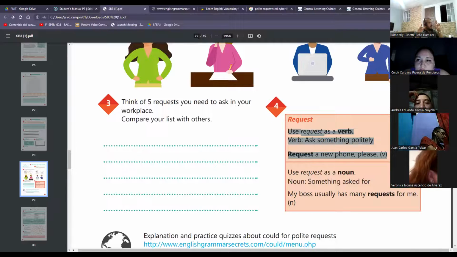So request as a verb. When you request something, you can say ask something politely. I request my students to do the homework. But the second part, which is the noun, is my boss usually has many requests. Uno actúa como nombre y el otro actúa como verbo. That's the difference.